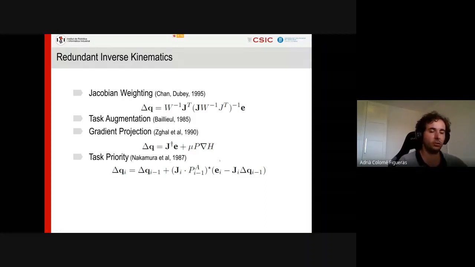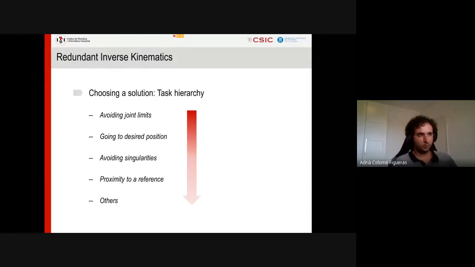With this idea, you can concatenate several secondary objectives one after another. But when choosing these task hierarchies, what my experience told me was that always, I know we want to have the robot moving to some position, but always safety comes first.